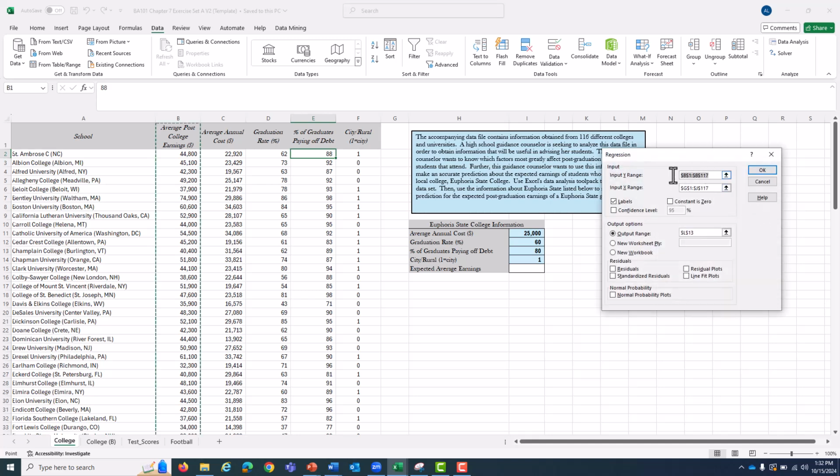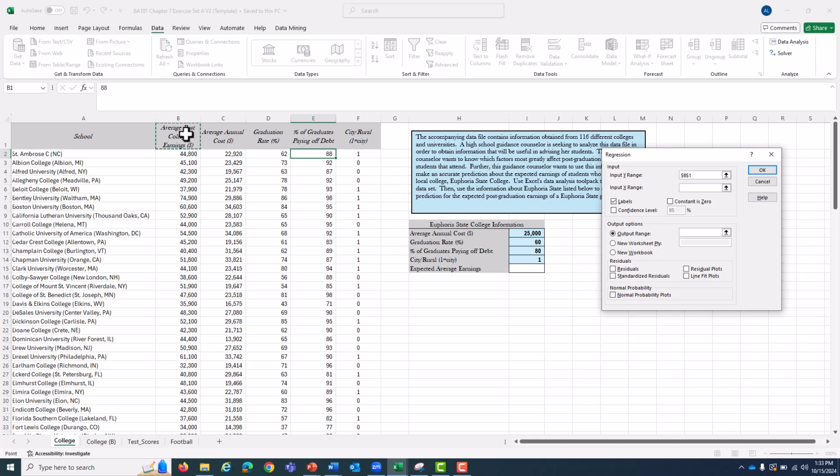And it's going to give me a Y range and an X range to put in here. I'm going to delete this out because, like I said, it always keeps your last inputs from whatever file you're working on. So what is our Y range? The key rule for regression is that X makes Y change. So in our case, the thing that we're saying changes is their earnings. It changes based upon the cost of attendance, the graduation rate, etc. So average post-college earnings is going to be our Y.